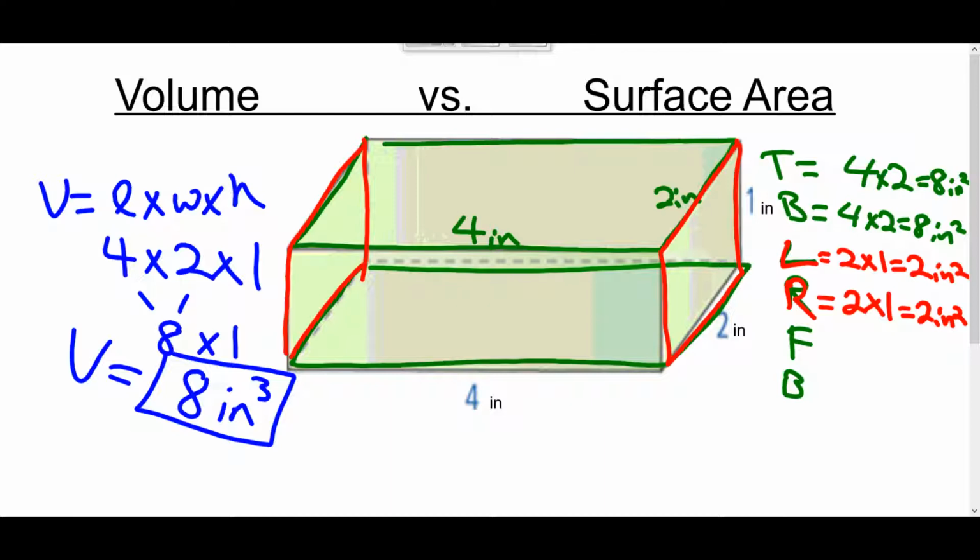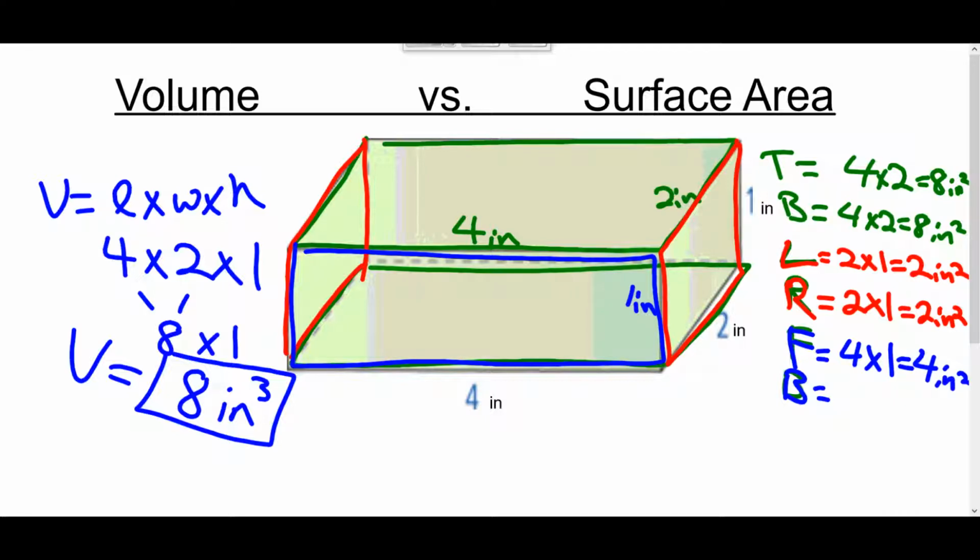And then finally, our front and our back. Our front is right here. It's going to be 4 inches by 1 inch. So 4 times 1, because remember area is length times width. 4 times 1 is 4 inches squared. And the back, same thing. It's going to be a cutting and pasting. So 4 times 1 equals 4 inches squared.